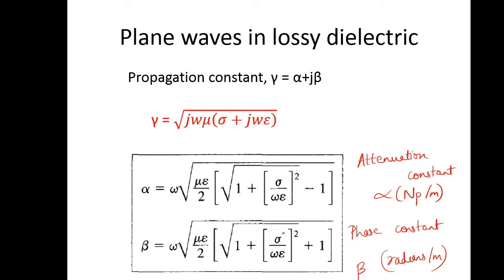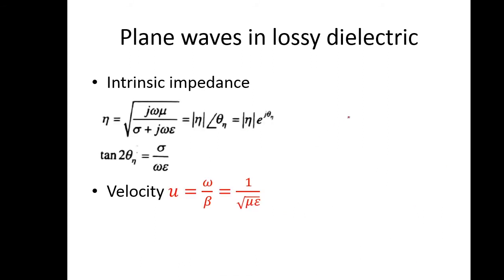So here also you can see this term sigma by omega epsilon. This term has so much importance, sigma by omega epsilon. So tan 2 theta eta is equal to sigma by omega epsilon. This is also equal to tan theta, which is the loss tangent, which we learned now. So loss tangent is tan theta, that is equivalent to tan 2 theta eta, and this is also equal to sigma by omega epsilon. Then the intrinsic impedance equation is square root of j omega mu divided by sigma plus j omega epsilon. And when you multiply these two terms and take the square root, you get the propagation constant. So you compare and learn those two equations.